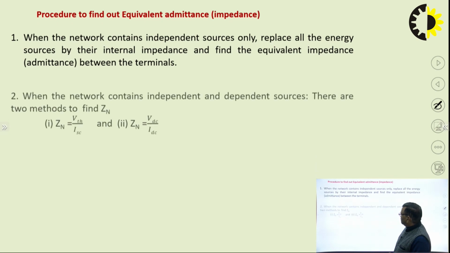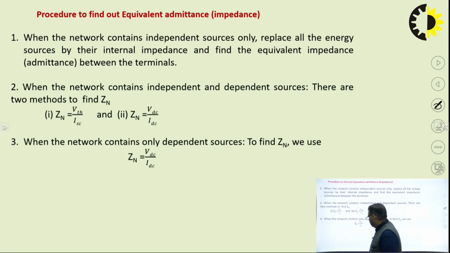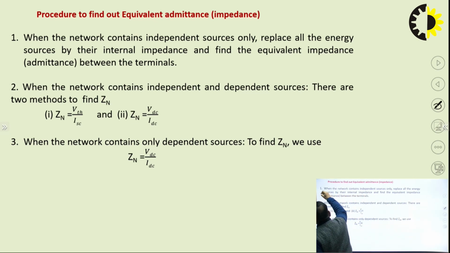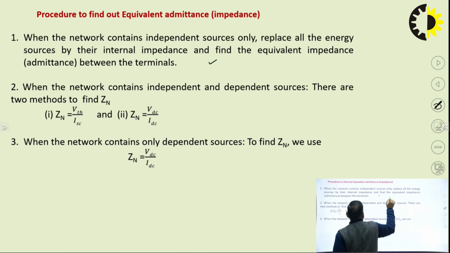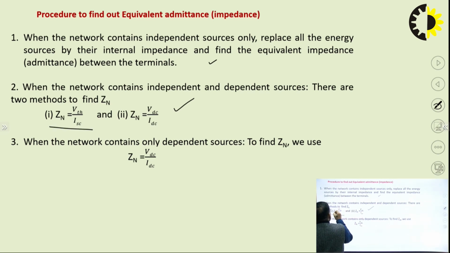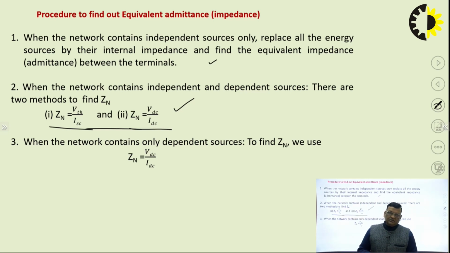Same. So here we can see, it is all clear. This first one is clear, the second one is also clear. In case of Thevenin, here it was ZTH, here it is Zn. The procedure is the same to find Zn or ZTH. Once we find Zn, we can find Yn, just take the inverse of Zn to get Yn. And when the network contains only dependent sources, this is the procedure to get Zn.